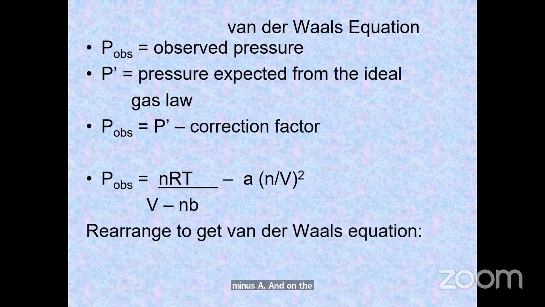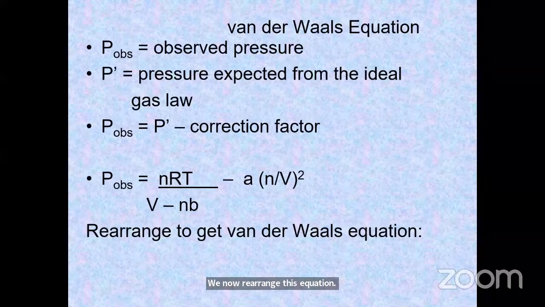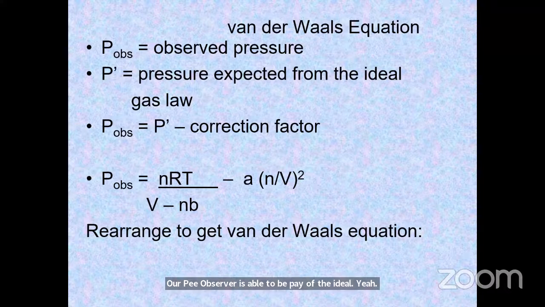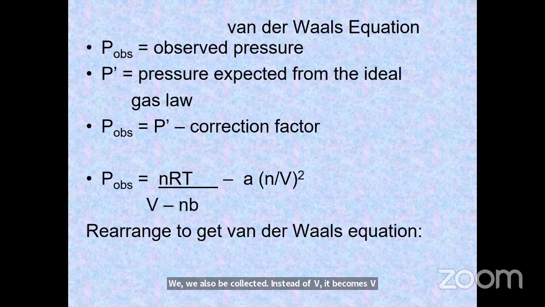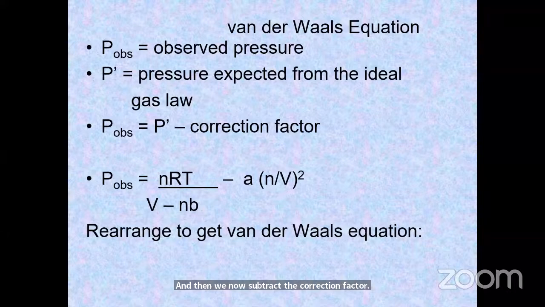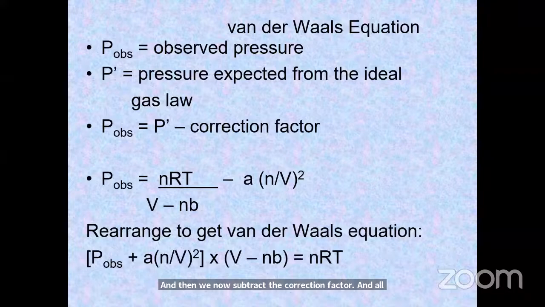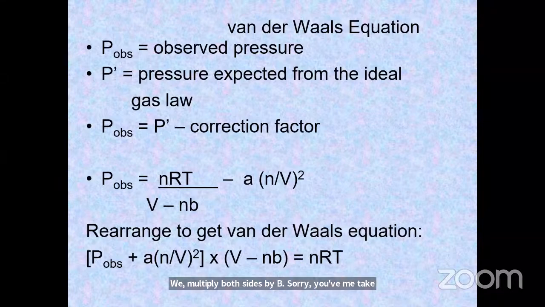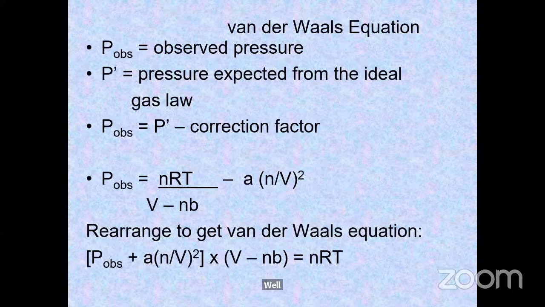We now rearrange this equation. Our P observed is equal to the P of the ideal gas minus the correction factor. P of the ideal gas is nRT over V. V will also be corrected. Instead of V, it becomes V minus nb because we need to correct for the volume. And then we subtract the correction factor Van der Waals gave us, an^2 over V^2. When we now rearrange, we need to cross multiply. If we take minus an^2 over V^2 to the other side, we will now get P observed plus an^2 over V^2.